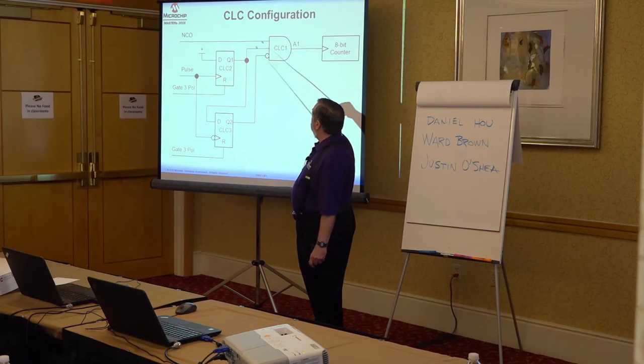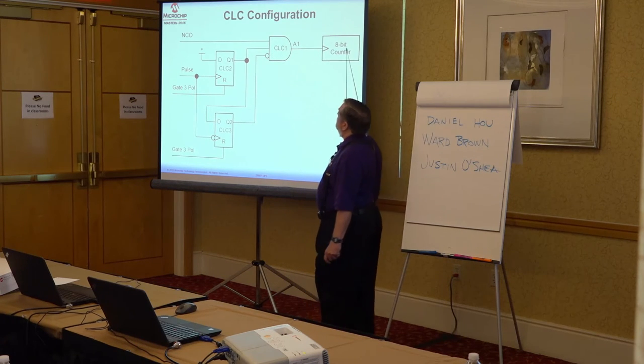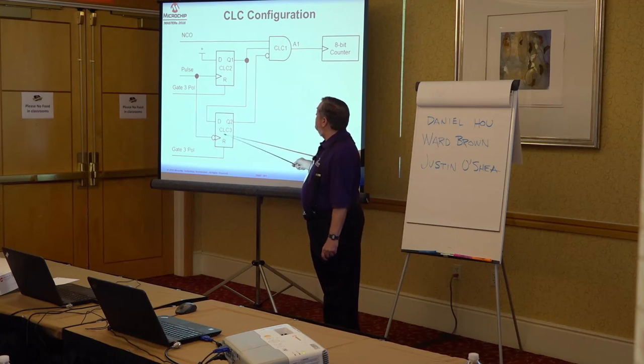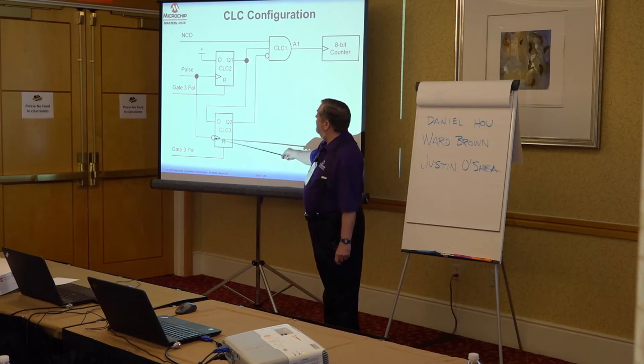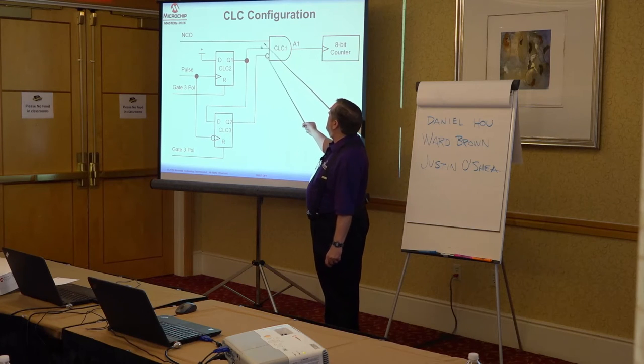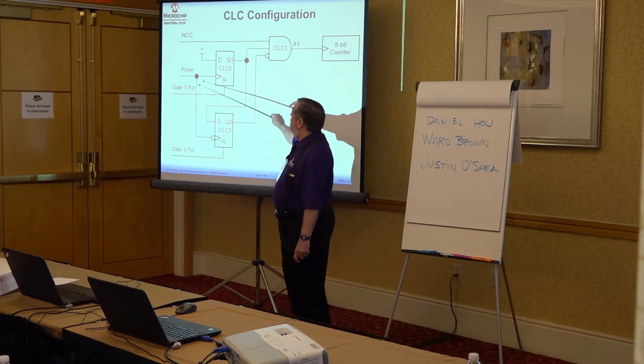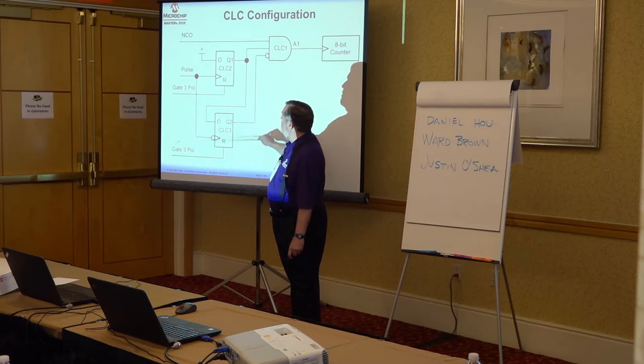This started out low, so I've got a high and a low. So this starts counting, and when the pulse falls, it comes into this flip-flop and gates this high on the negative edge. So now I've got a high and a high, whereas I had a high and a low, so that stops counting. Okay? Here's an important thing to look at, gate 3 polarity.